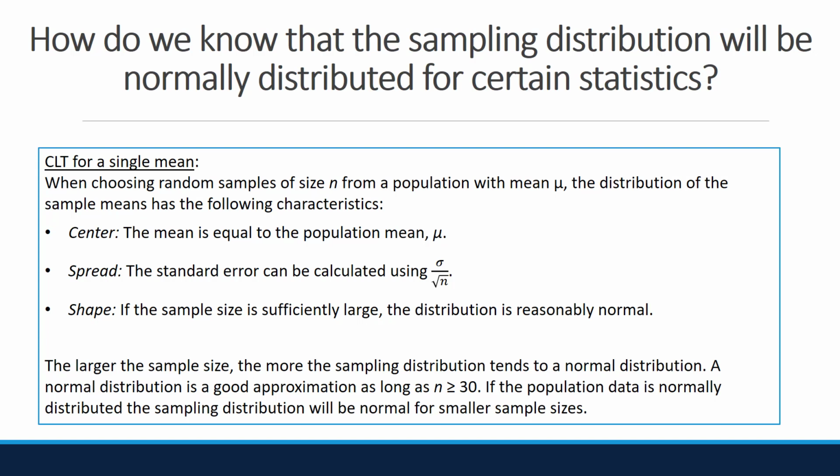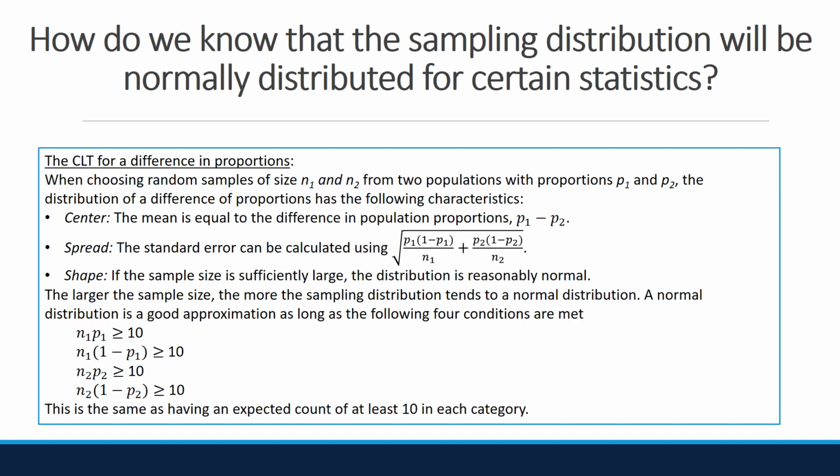The sample size requirement of 30 is a general rule, and other texts or resources may use a slightly different number. Central limit theorem for difference in proportions. When choosing random samples of size n1 and n2 from two populations with proportions p1 and p2, the distribution of the difference of proportions has the following characteristics. The mean is equal to the difference in the population proportions, p1 minus p2. The standard error can be calculated using the given formula.